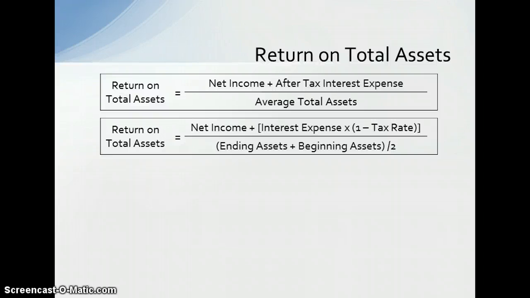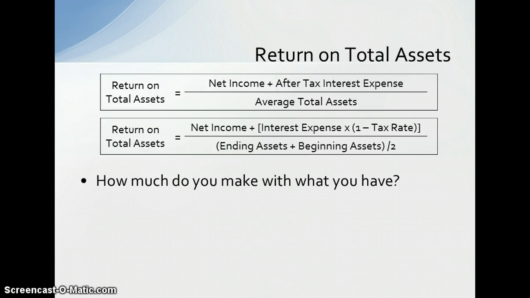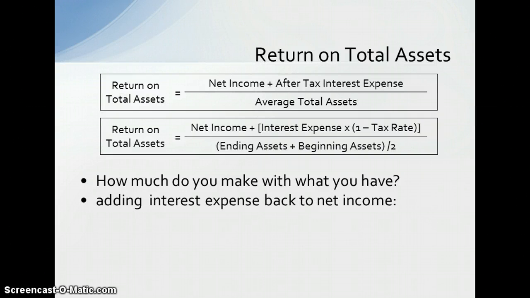So net income plus your after-tax interest expense divided by your average total assets is going to give you return on total assets. Similar to what we did before with shares outstanding, in order to calculate our average total assets, we're going to take the ending assets plus the beginning assets and then just divide it by 2 to get an average. So how much do you make with what you have? What is my return on total assets? Assets are what I use to make money. Return is the amount of money I make. So how much am I making based upon what I have?